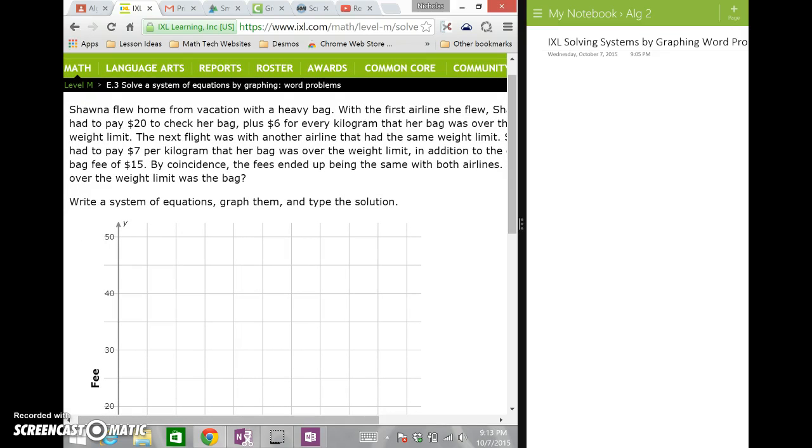So let's stop right there. So right now, Shauna is her name. Just to check her bag, it costs $20. Okay, so right off the bat, the flat rate is $20. Then if her bag was over the weight limit, it cost her $6 per kilogram that it was over the weight limit.